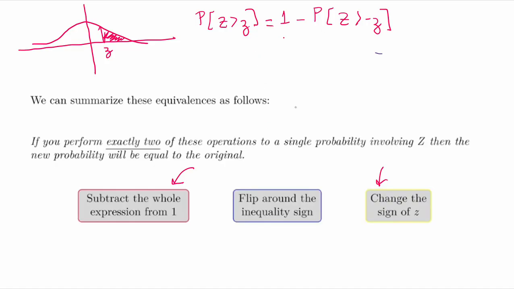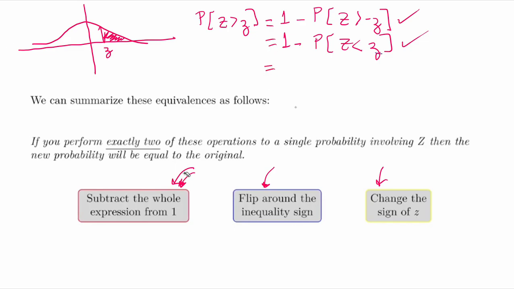Or I could subtract the whole area, and as a second option I could flip around the inequality. We saw that this is something we already know how to do. It's all of the area minus the area under z. Okay? So this is equal. What else could we do?